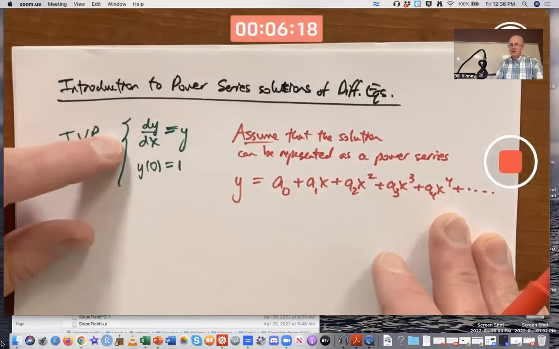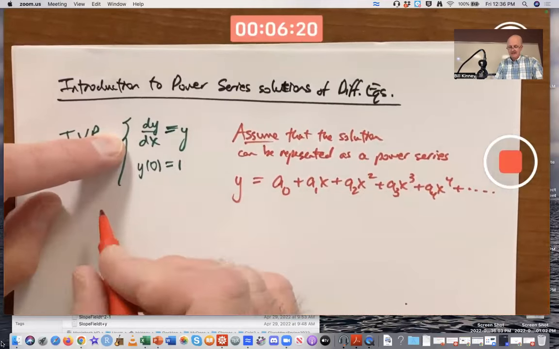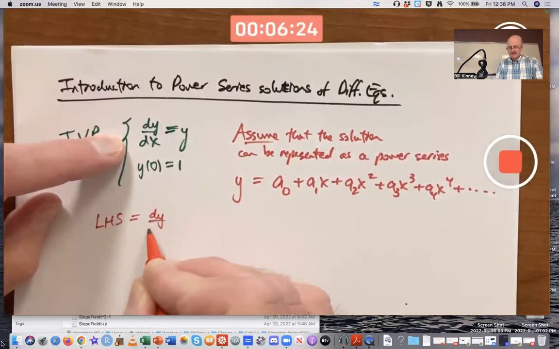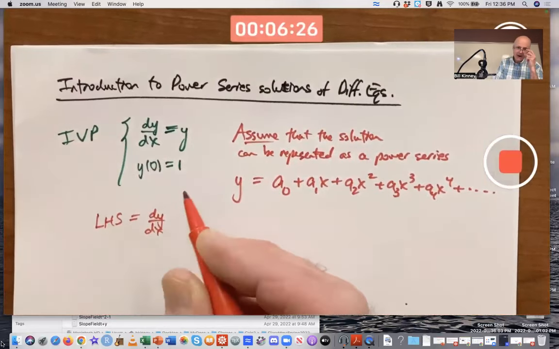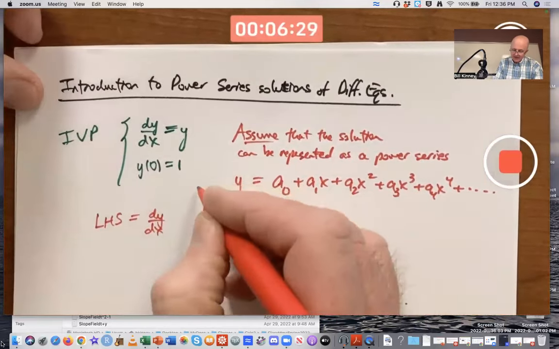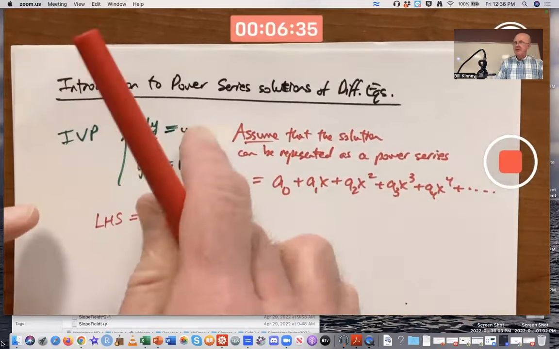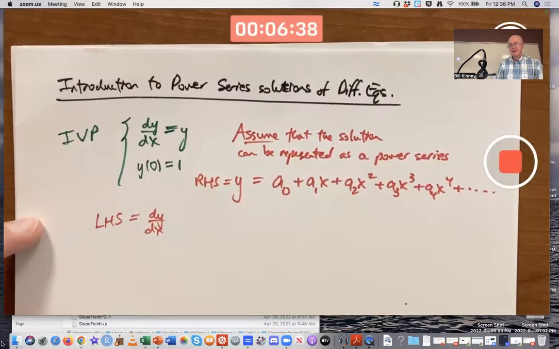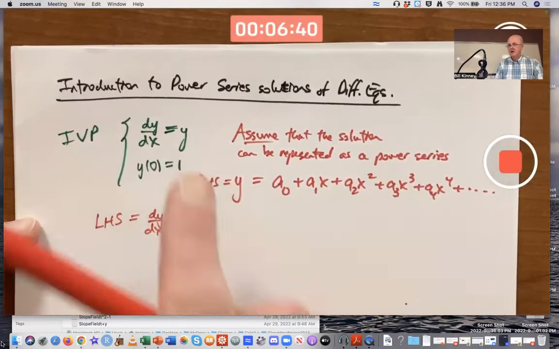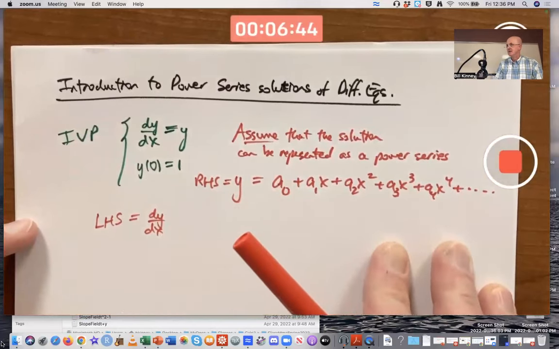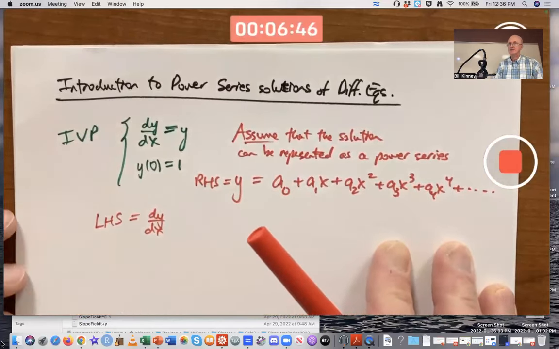So you have to look at the differential equation. Its left-hand side is dy/dx, and its right-hand side is just y. In fact, I've already got the right-hand side here. If it was more complicated, like y squared, we will do that example next. With a y squared there, I'd actually have to square this to get how the right-hand side simplifies in terms of x.